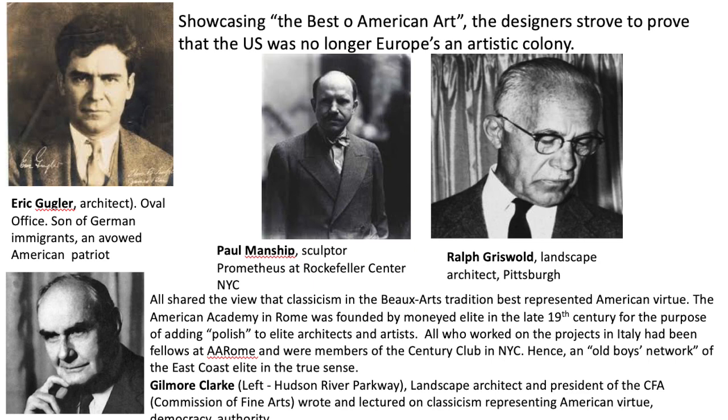And here's Eric Gugler, the architect, who was commissioned by the ABMC and he hired the others. Paul Manship was also a very famous man. All of them were quite well known at their time, no longer are, except Paul Manship's Prometheus at Rockefeller Center is still in place. And Ralph Griswold, a very wonderful man and a good landscape architect from Pittsburgh. Gilmore Clark, the head of the Commission of Fine Arts, had a say in the design. They spelled out oftentimes why classicism represented America best.